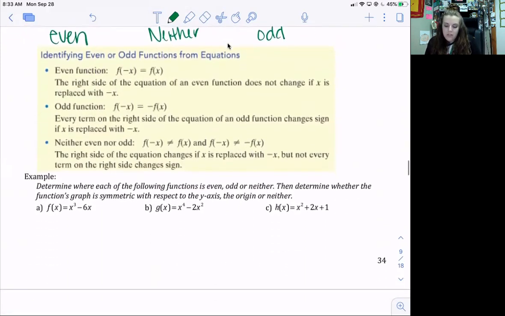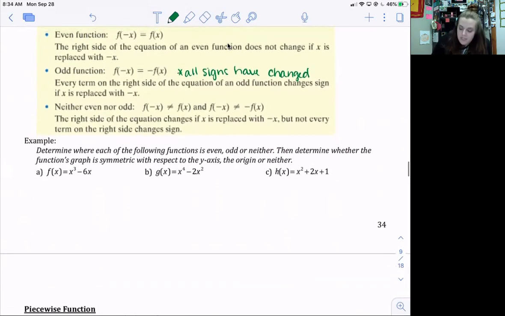Now looking at just our functions, one way we can calculate this is if we plug in negative x into the function and we get back our original, we get even. For an odd function, f of negative x, if you plug in negative x, you get back your original, but all the signs are changed. And if you plug in negative x and you don't get either your original or all the signs changing, then it's neither. So if we look at this first example, f of x equals x cubed minus 6x.